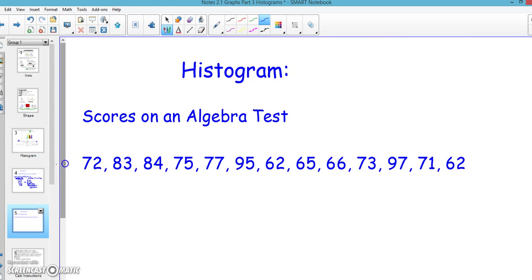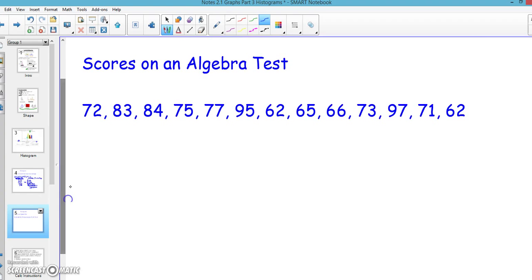Okay. Next, we have scores on an algebra test. Now notice this is not quite as nice of a distribution. I'm not going to want to make a bar for each individual score. For instance, 61, 62, 63, because I have to go all the way up to 95 and as low as 62.